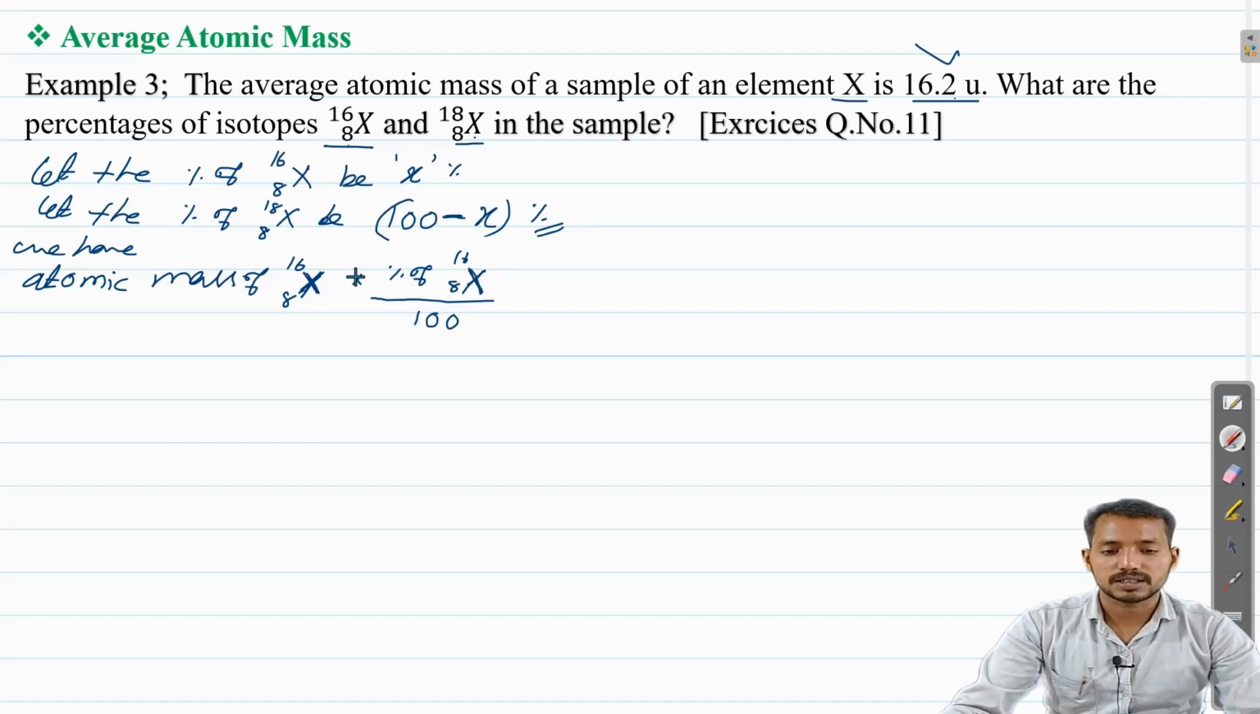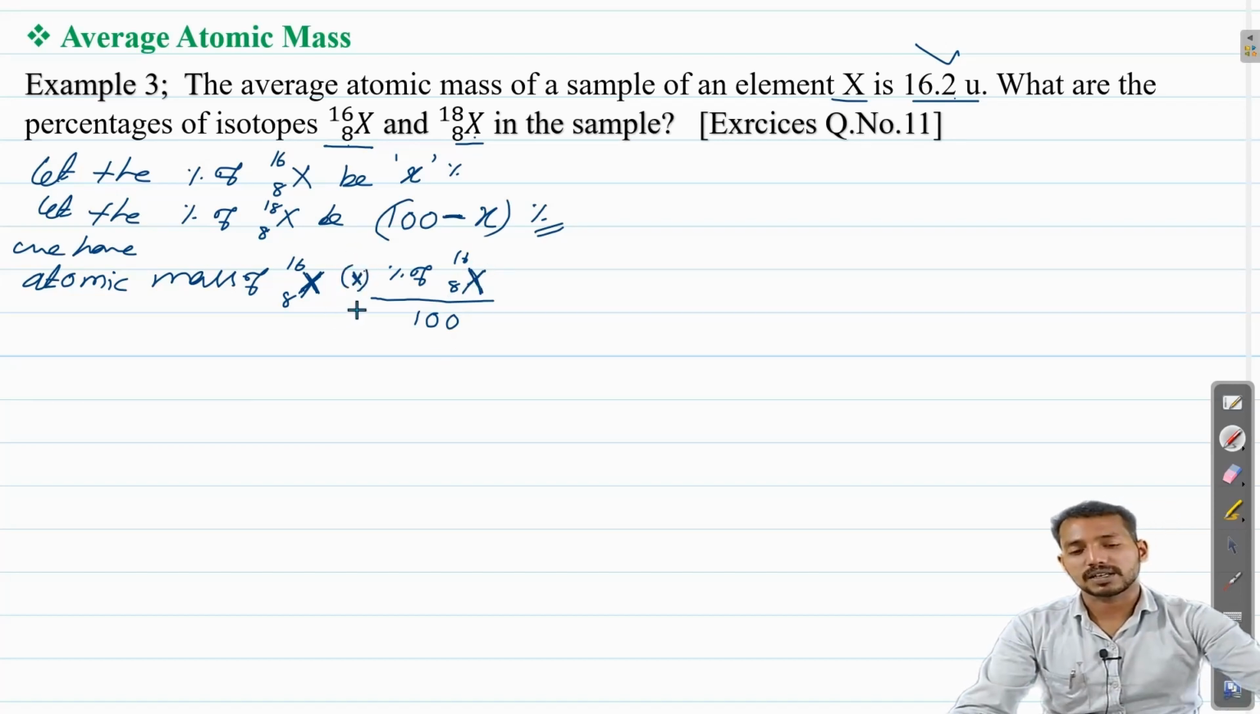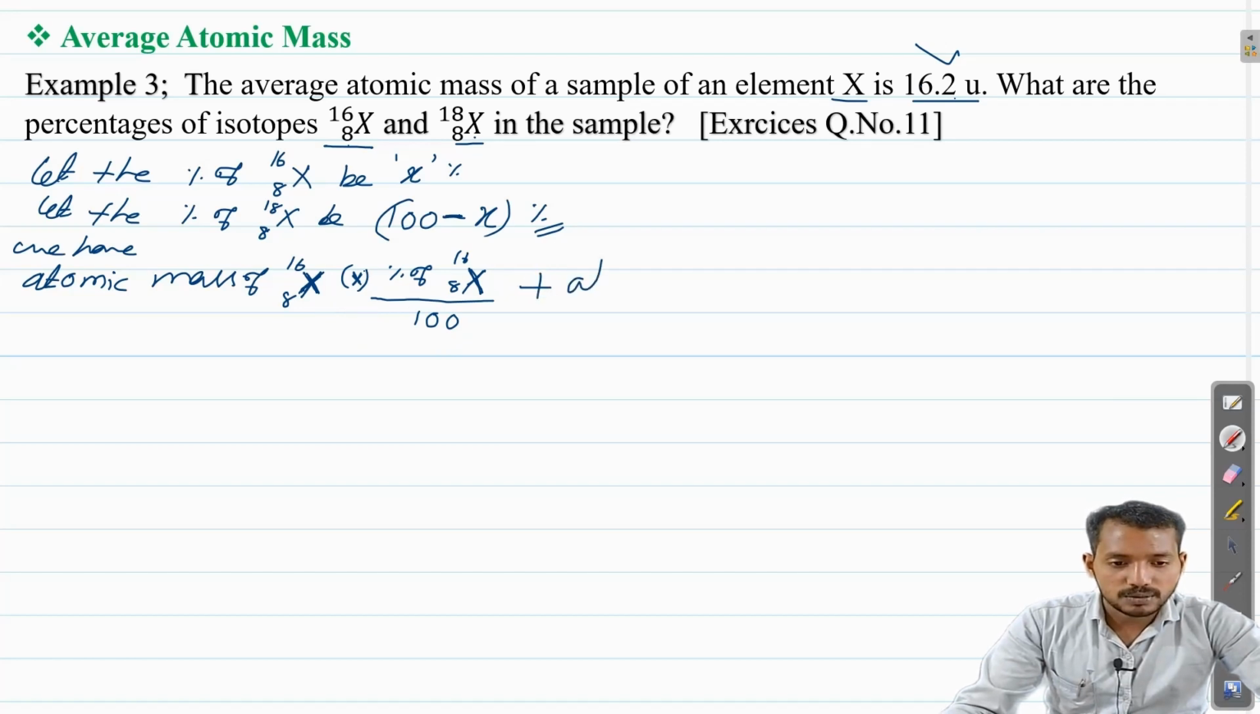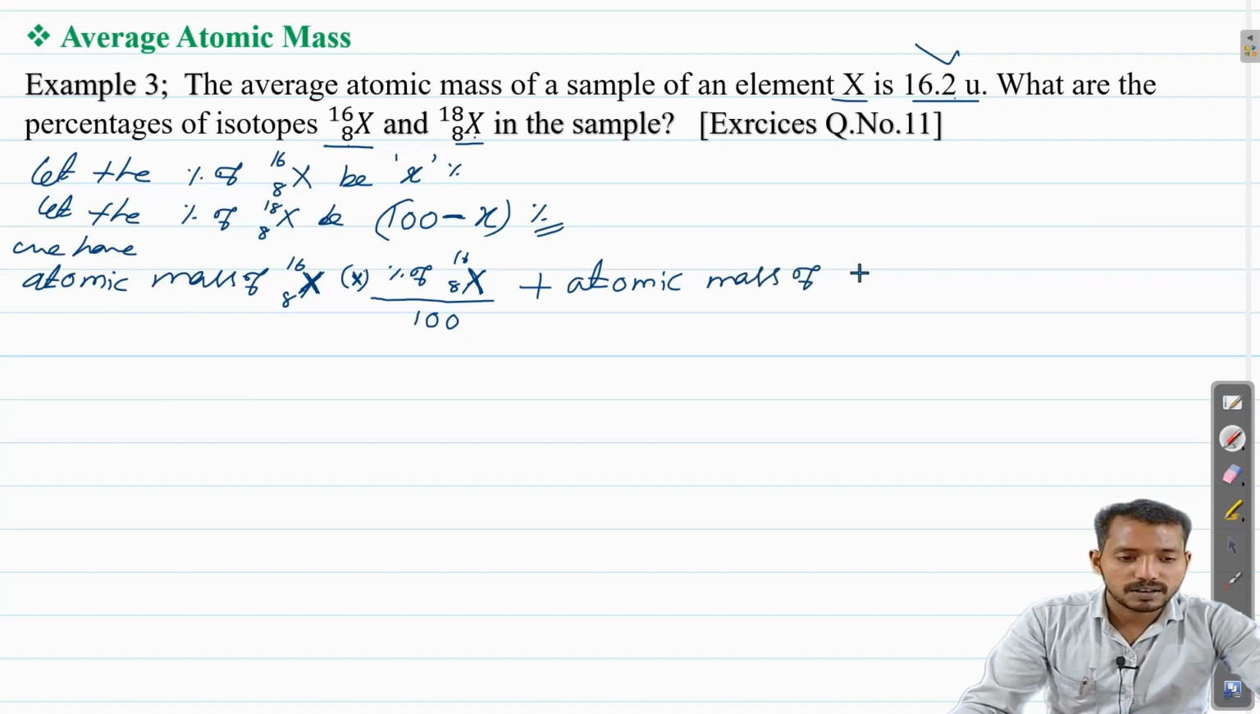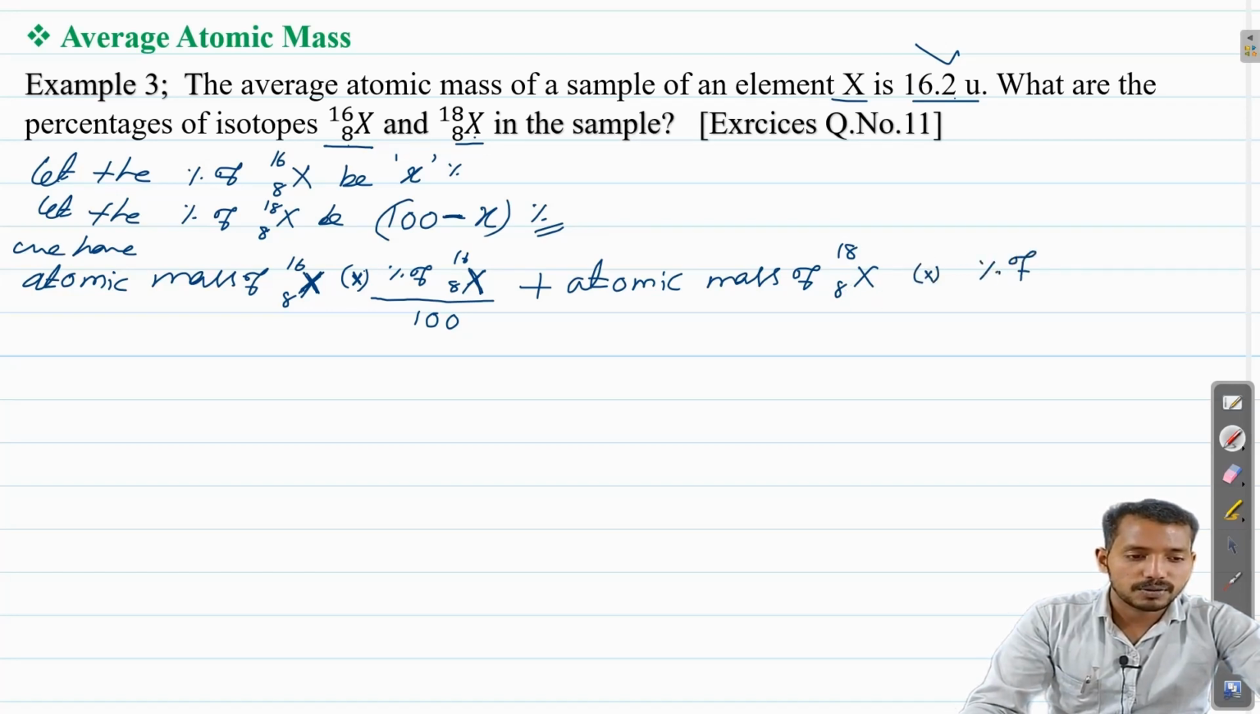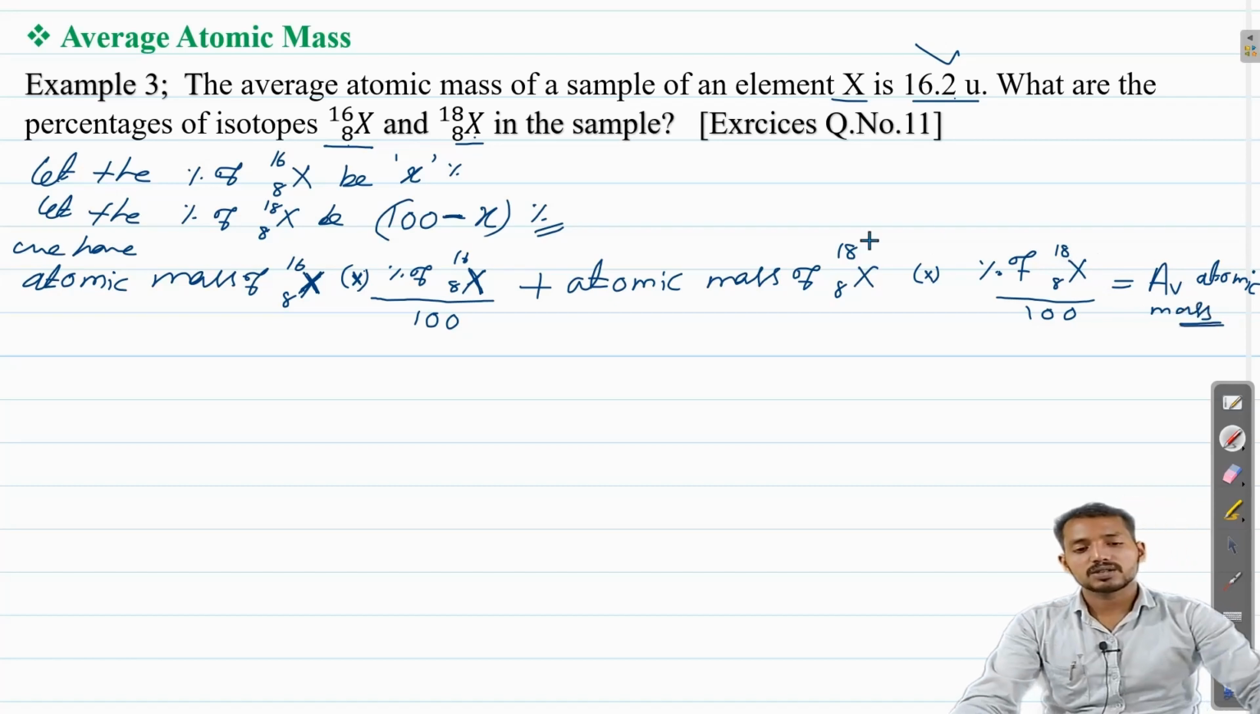This is X, this is multiplication, be careful that this is multiplication, plus atomic mass of X 18.8 into percentage of X 18.8 divided by 100, which is equal to average atomic mass. I am writing this short. So this is the formula we have.